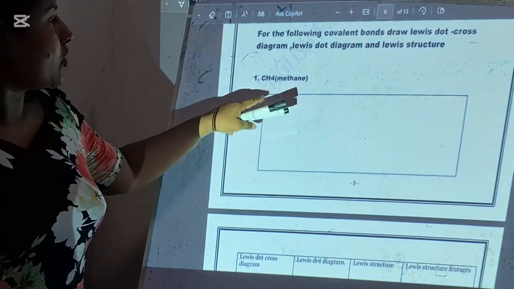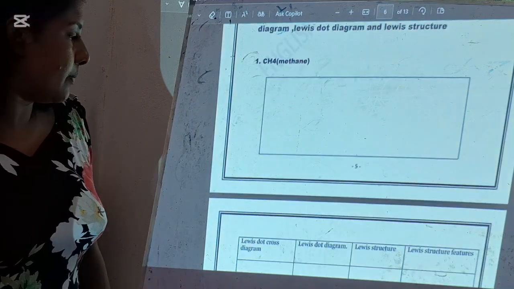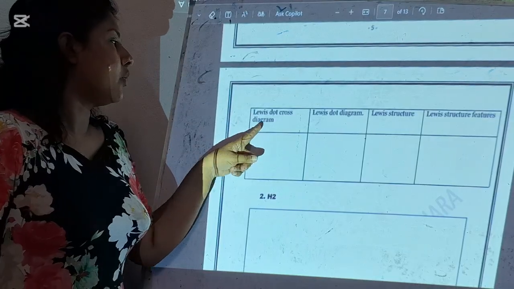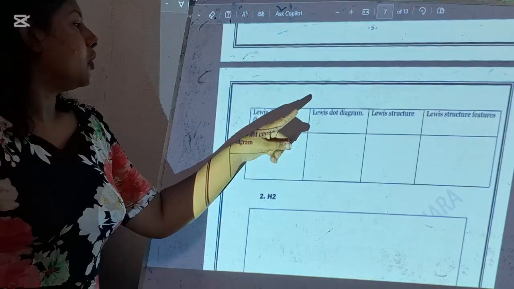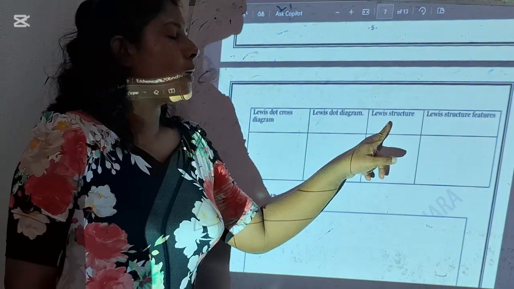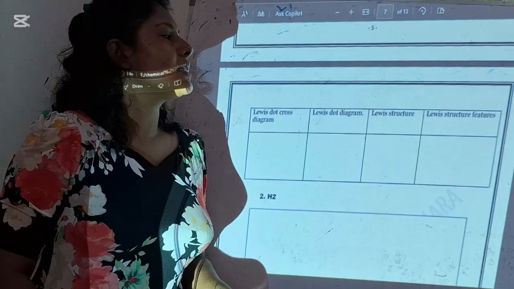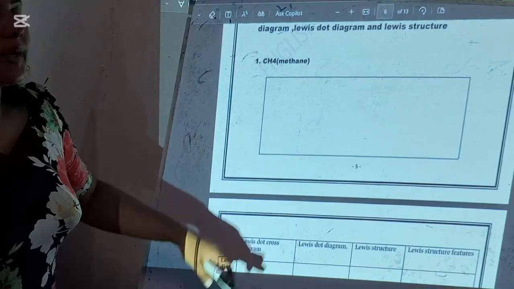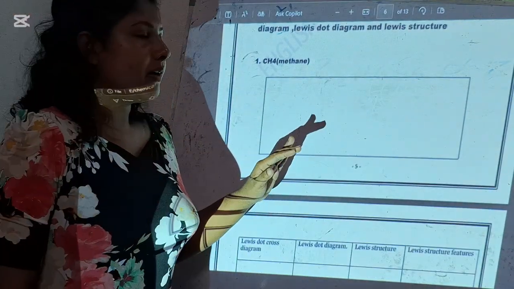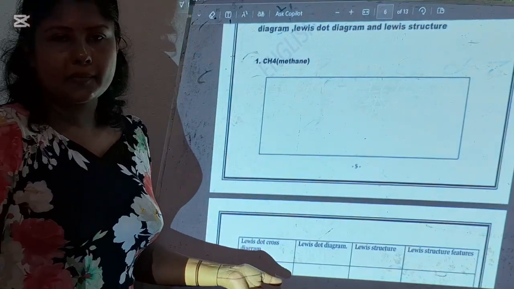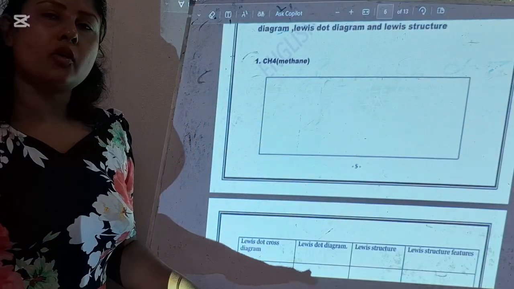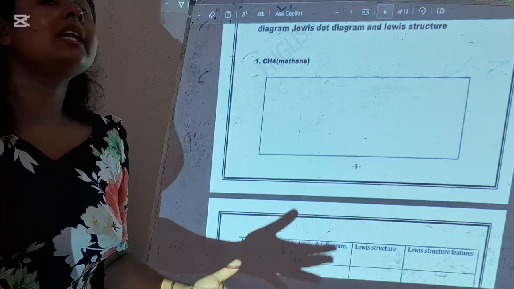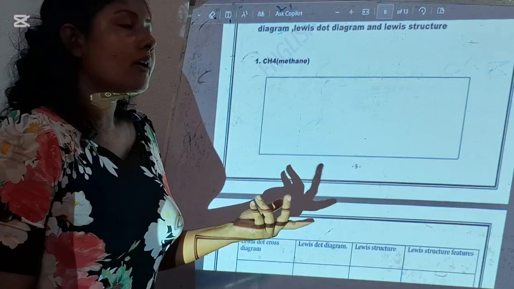Here on the 5th page you can see CH4, which means methane. On the next page, according to the methane, you need to draw the Lewis dot cross diagram, Lewis dot diagram, Lewis structure, then the Lewis structure features. The space here is given as a help for drawing the dot cross structure, dot structure, and Lewis structure. Previously we need the real structure of the methane.